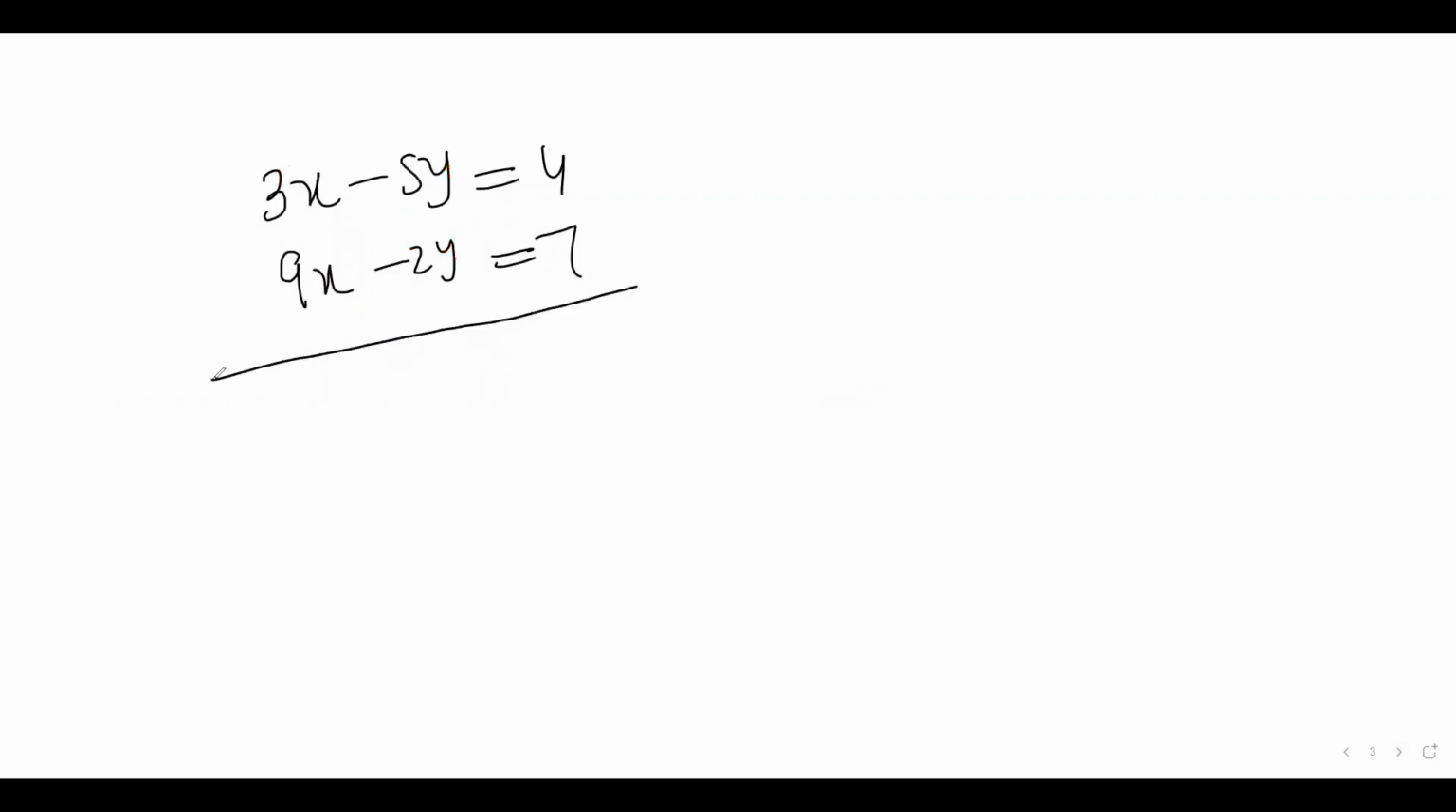Yes, sir. Now, as usually, I try to eliminate y. Always in all the problems, I will try to eliminate y. So here the coefficients are not same. I will multiply the first equation with this 2 and I will multiply the second equation with -5. So that y coefficients will become equal.